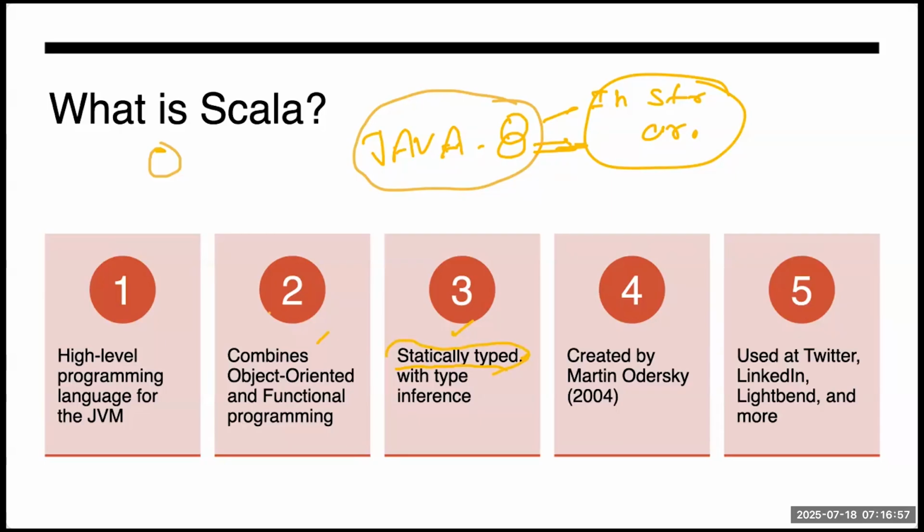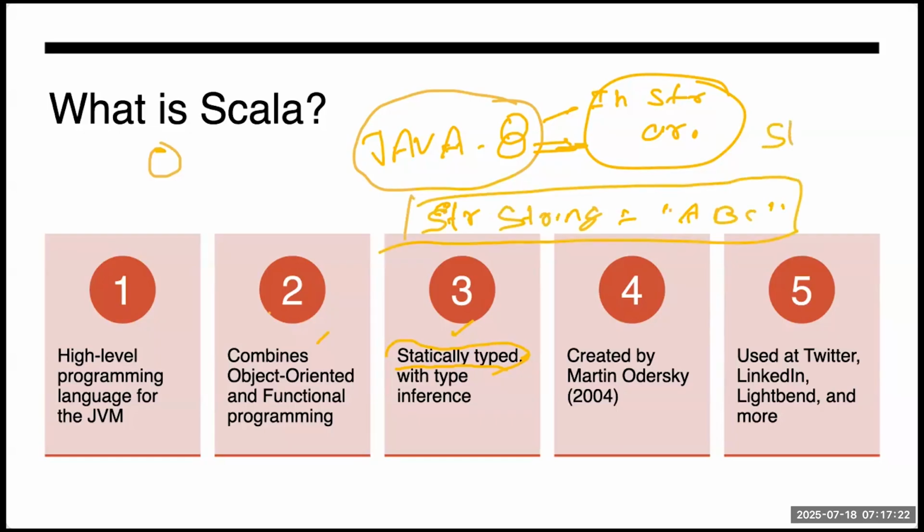Now, type inference is like in Java and all, right? Let's suppose you are defining any variable, you have to give its data type also. But in Scala you can directly write str equal to abc, and Scala will automatically deduce the type of this variable.